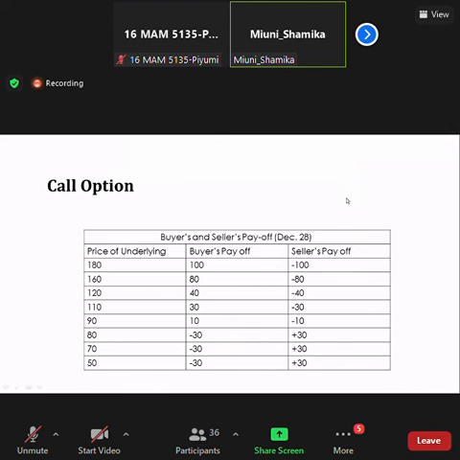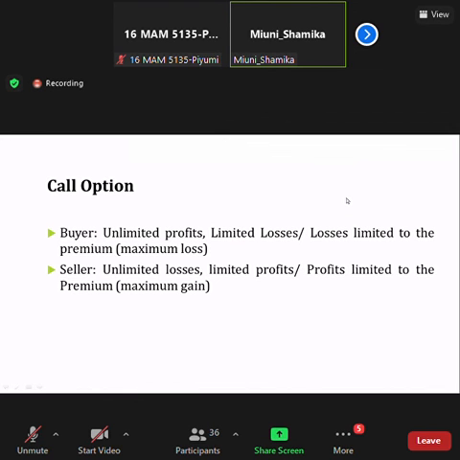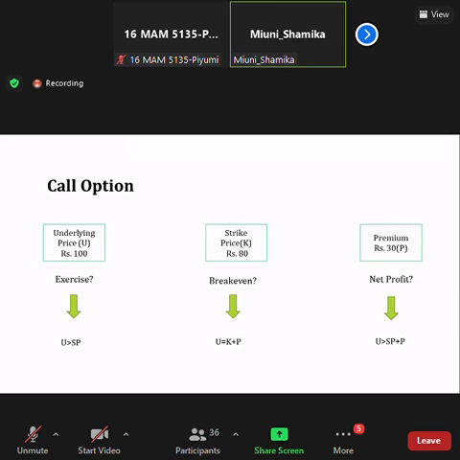Right, so those are the two conclusions about option buyer and seller profits and losses. Option buyer, unlimited profits and limited losses. Losses will be limited to the premium. Option seller, unlimited losses and limited profits. Profits will be limited to the premium. Right? So if you draw a graph, we can identify that in detail. We will draw the graph and discuss this in detail along with the put option this Wednesday.